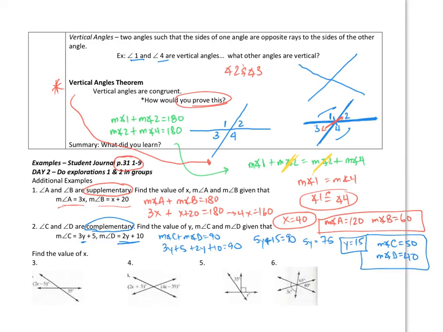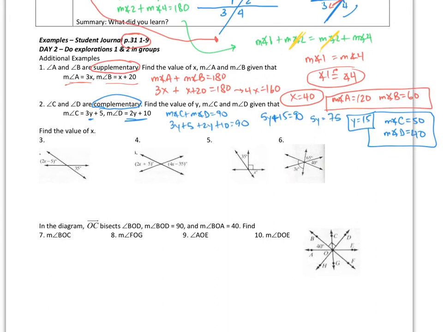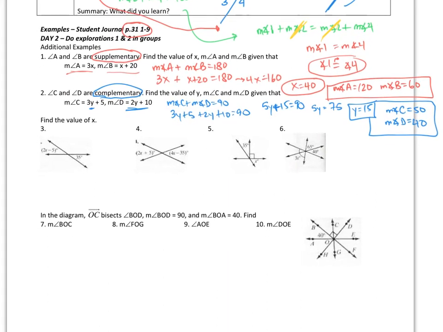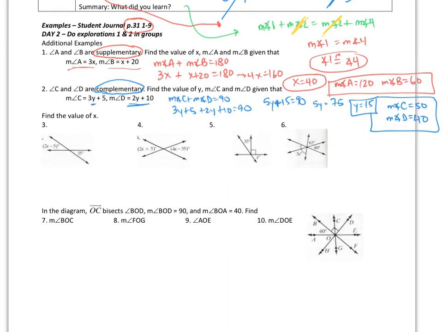And those are my three answers there. Let's take a look at the next set of problems. We're going to do all these just so you guys know how to do these. Over here, find the value of x. So we've got 2x minus 5 equals 35. 2x equals 40. X is 20.